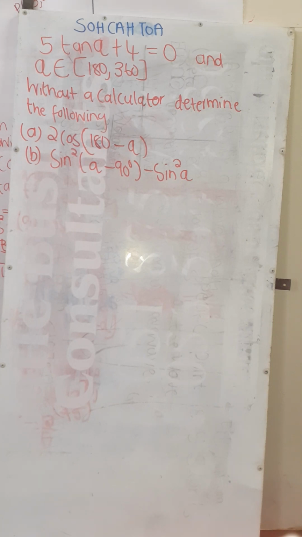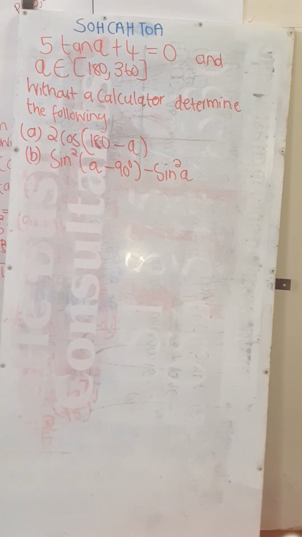All right, this is the next question. We have 5 tan alpha plus 4 equals 0, and alpha is an element of the real numbers from 180 to 360, which means the triangle that we have to draw has to be between 180 and 360. Now, without a calculator, determine the following: A, 2 cos(180 minus alpha), and B, sine squared(alpha minus 90) minus sine squared alpha.